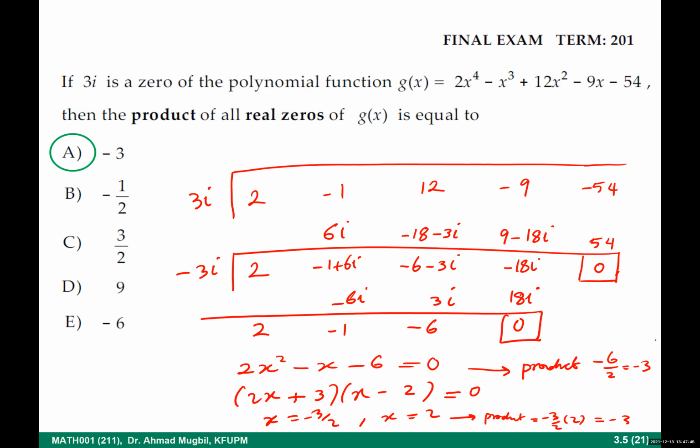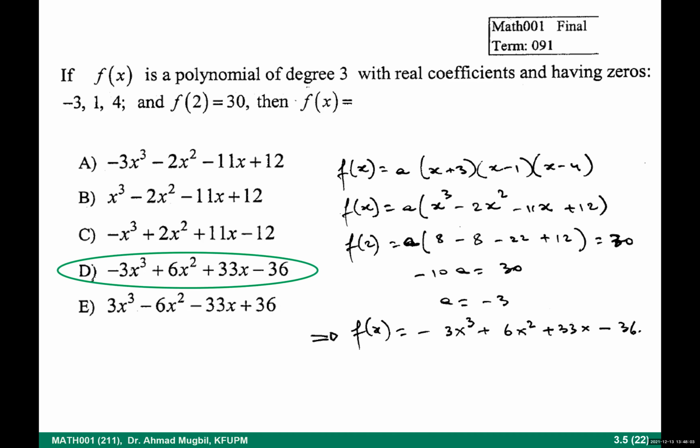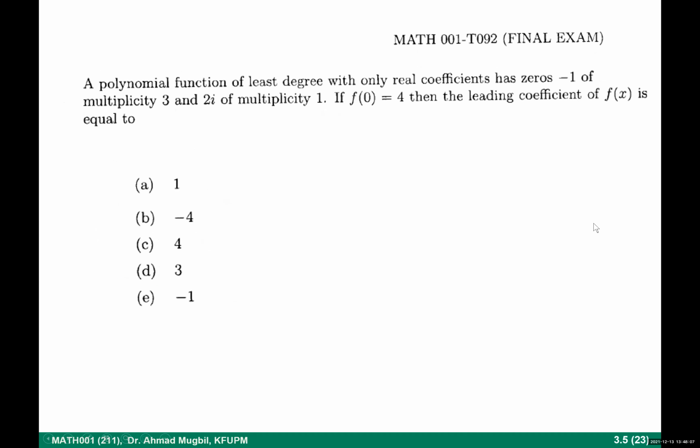Excellent. Do we have time for other exercises? This is an easy one. I think it has a solution. So what you have here? Polynomial of degree 3 with real coefficients having zeros. He gave you the 3 zeros. We will just write it as x plus 3, x minus, and you will use a to find the other factor.